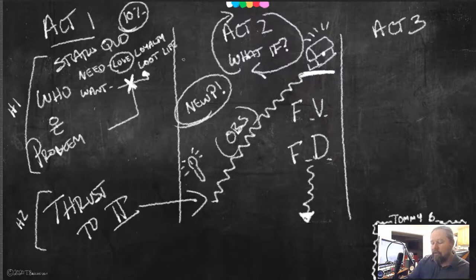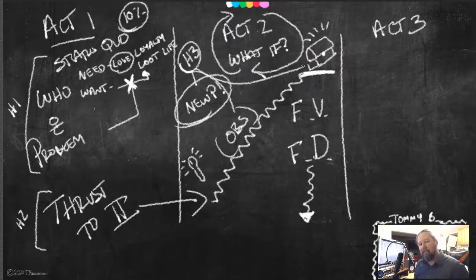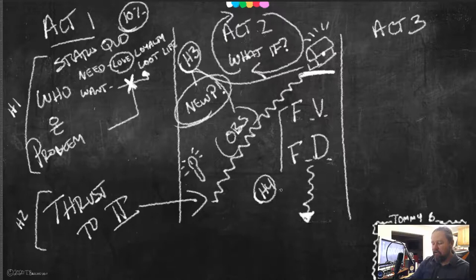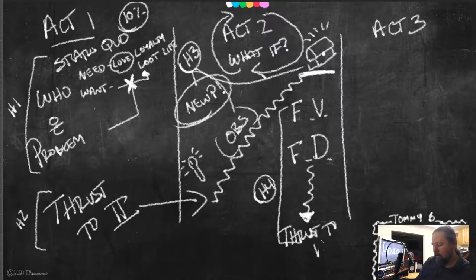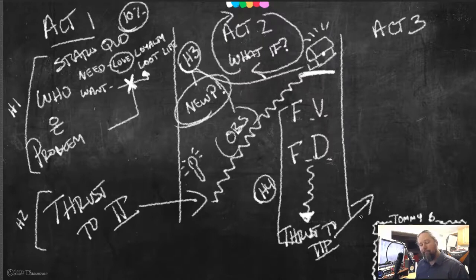So, a lot of what we're talking about here is part of Hex 3. We're looking at the new problem, we're looking at these rising conflicts, and then we're looking at that magic spoon of happiness inside that chest. That's all part of Hex 3. Hex 4 revolves around this false victory, false defeat, and then eventually down to what I call the thrust to 3, which is going to lead us into our third act.